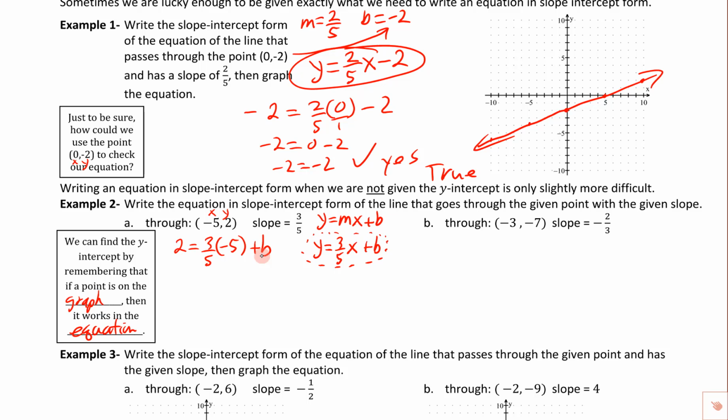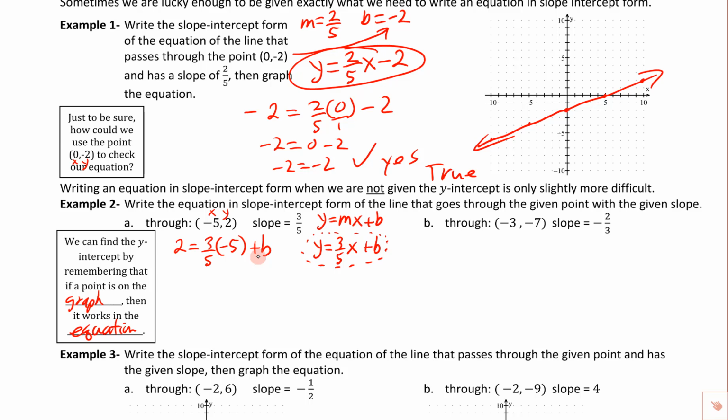Now you'll notice what that does for us. It does two things. It gets rid of the y. It puts a number in place of the y. It gets rid of the x. It puts a number in place of the x. And more importantly, by replacing those two x and y's with the values that they equal in this particular point, we have an equation with one variable, and we can solve an equation with one variable.